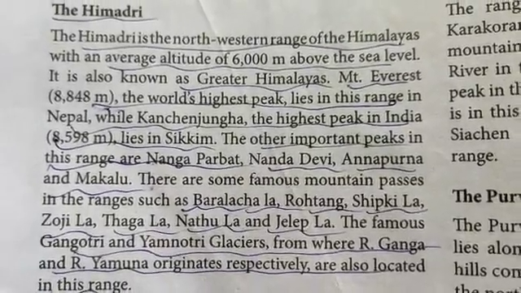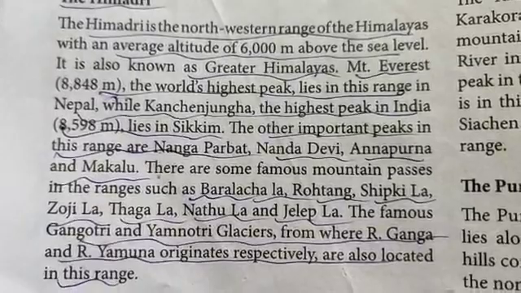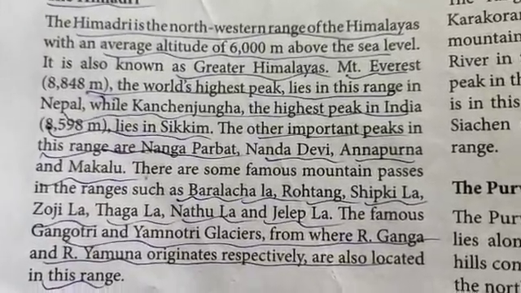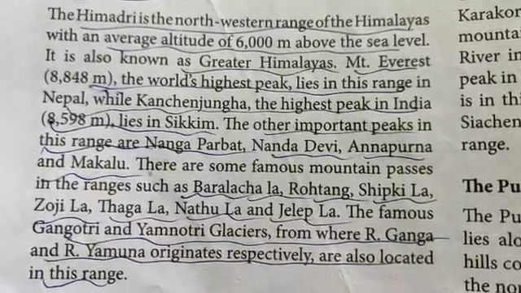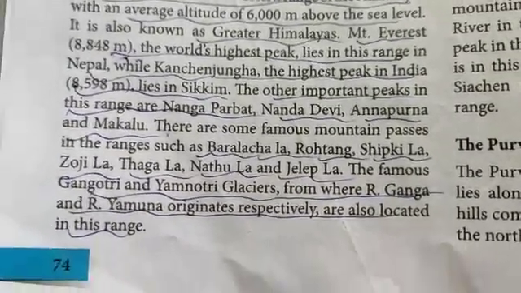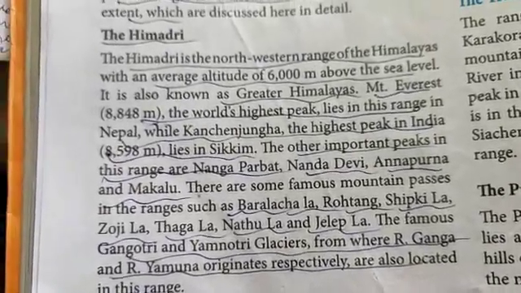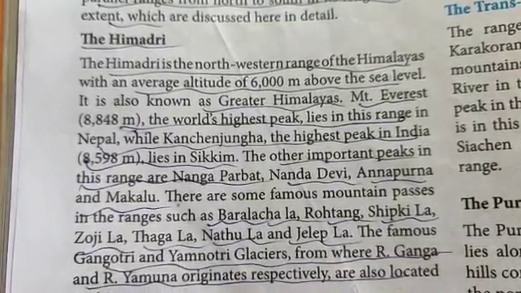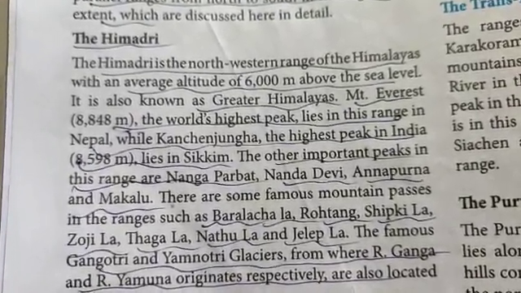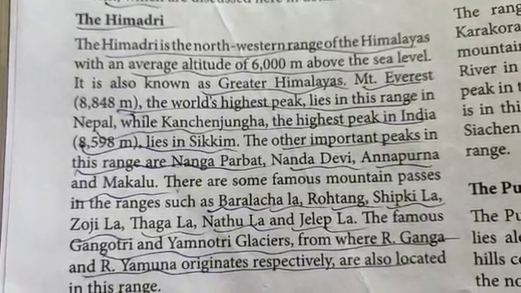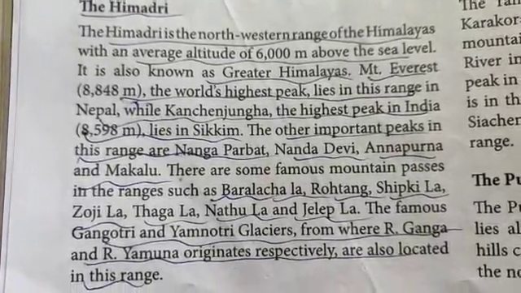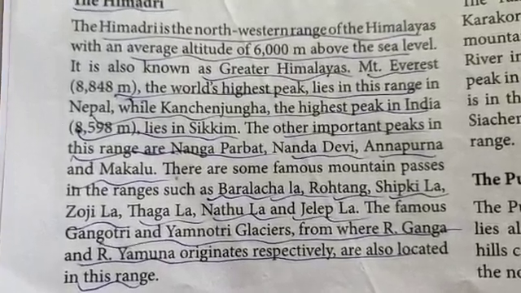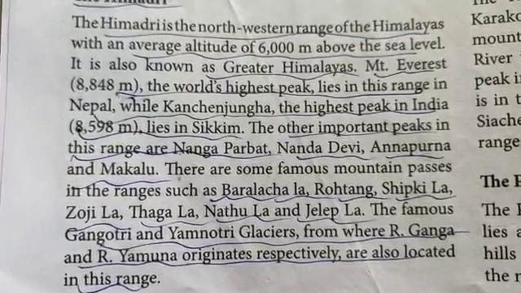Mount Everest, 8,848 meters, the world's highest peak, lies in this range in Nepal, while Kanchenjunga, the highest peak in India, that is 8,598 meters, lies in Sikkim. So all these facts you are aware of. Just pay attention, children. The other important peaks in this range are Nanga Parbat, Nanda Devi, Annapurna and Makalu. There are some famous mountain passes in the ranges such as Baralacha La, Rohtang Pass, Shipki La, Zoji La, Thaga La, Nathu La and Jelep La.